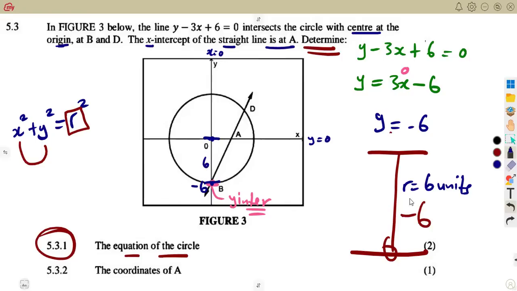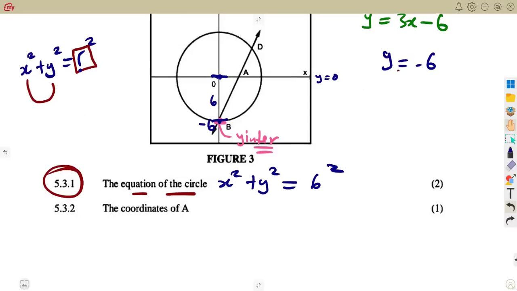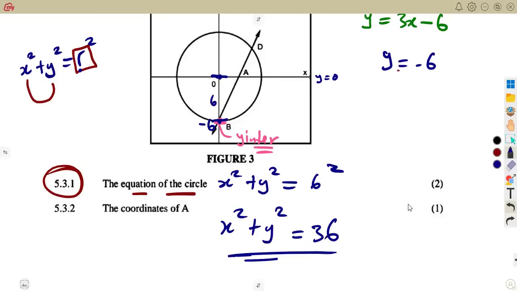So the equation of the circle is determined from this, because it's given in this format. We're going to have x squared plus y squared equal to r squared, radius squared. What is our radius? 6. So that's 6 squared. Simplifying, at the end we have x squared plus y squared equal to 36. For 2 marks, that's enough.